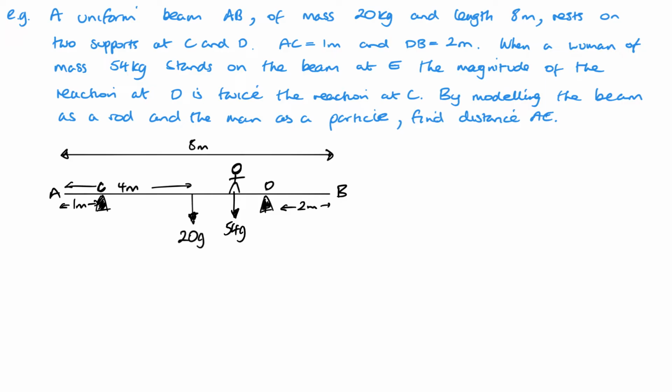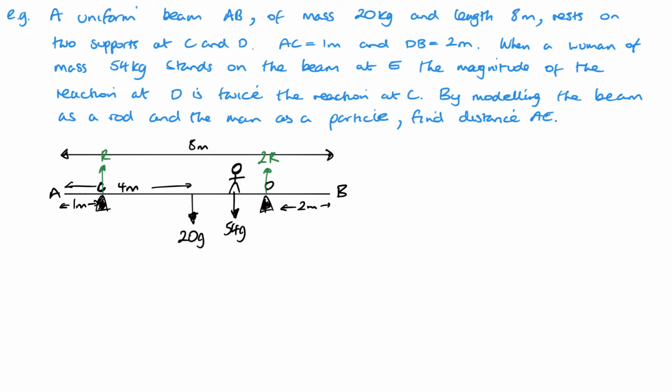Now coming off my 2 supports, we have our reaction forces. Remember that at D it's double, so at C it's 1R and at D it's 2R. Okay, that's it pretty much. Now I didn't specifically mention in the question that this is all in equilibrium, but it is.